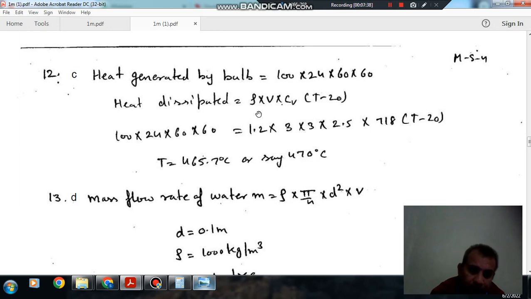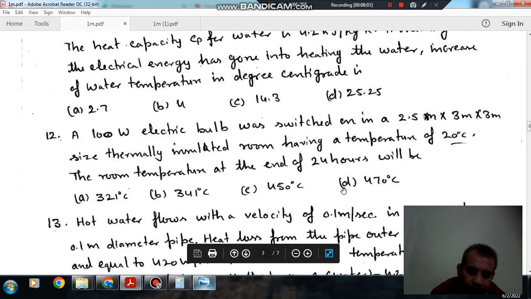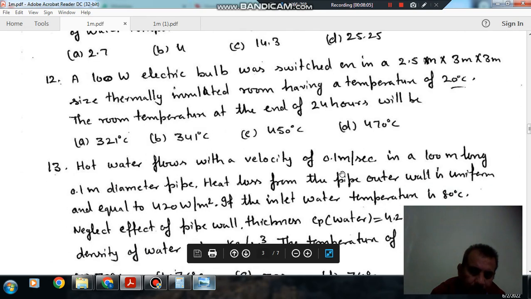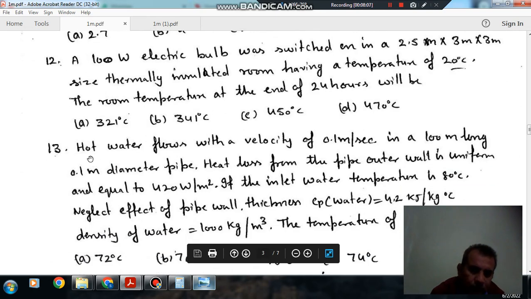the volume of the room will not change, and we can take the density of air as approximately 1.2. And the volume of the room is 3 into 3 into 2.5, and Cv for air is 718, and let T be the final temperature. Then equating the two, T will be 465.7 degrees Celsius, or say 470 degrees Celsius. Okay. Next, question number 13.